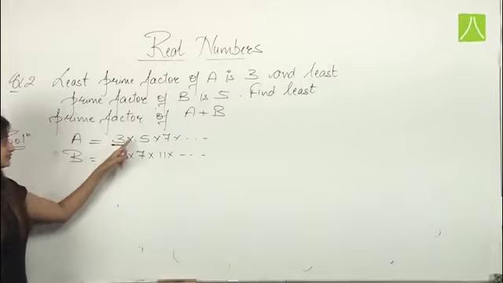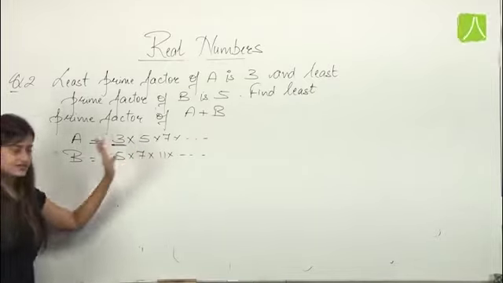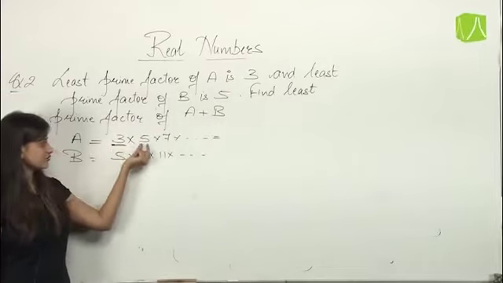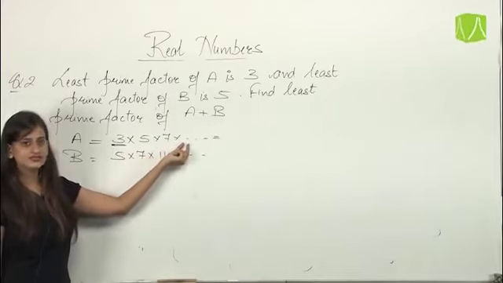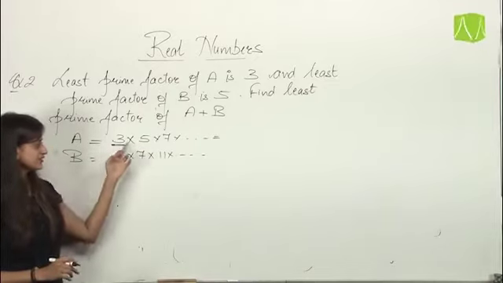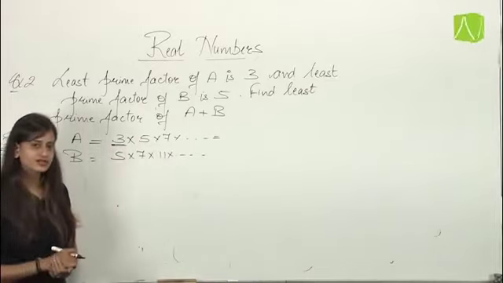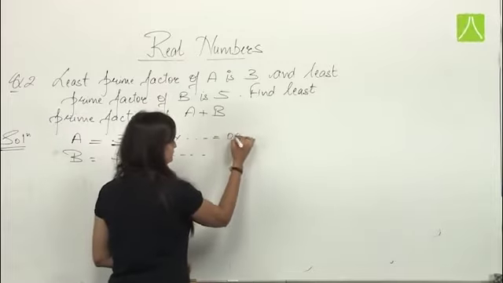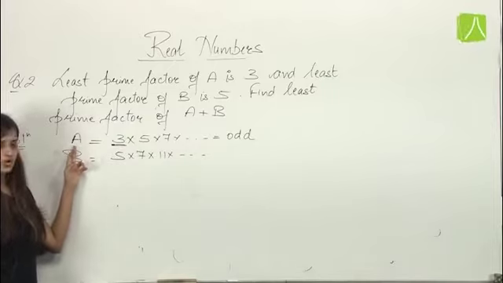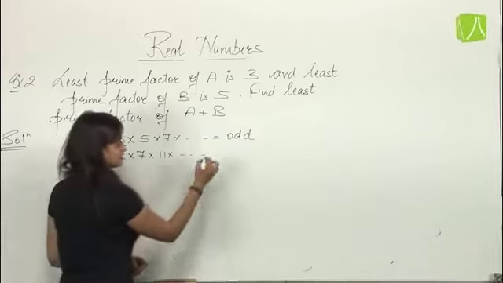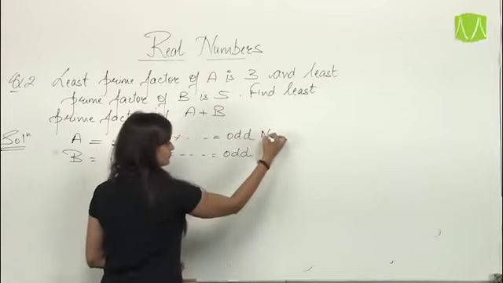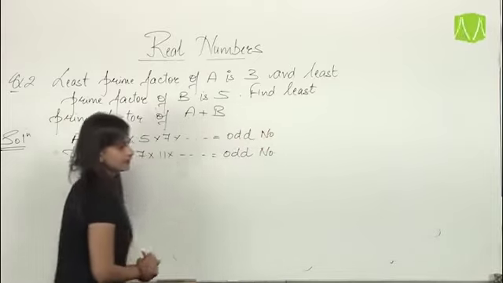From here we can say 3 into 5 into 7 or any odd numbers. So A can be a product of only odd numbers, since the only even prime is 2, which is not here. So for a product of odd numbers, 3 into 5 is 15, 15 into 7, we can always get an odd number. So A is an odd number. Similarly, B is also an odd number. These two are odd numbers.